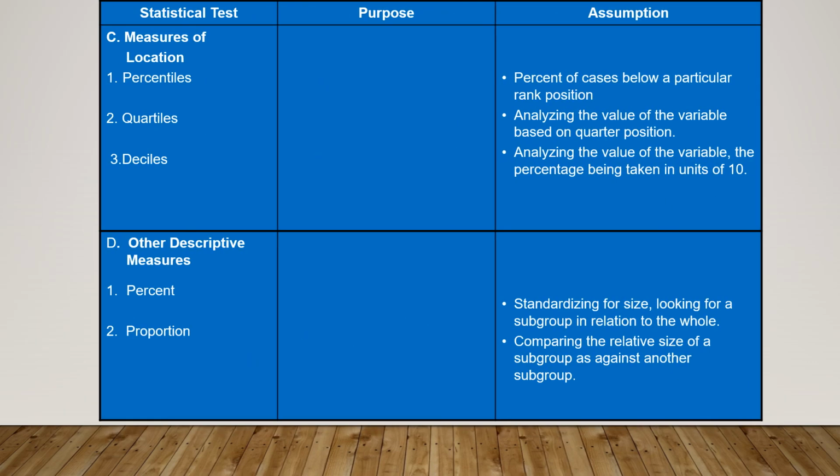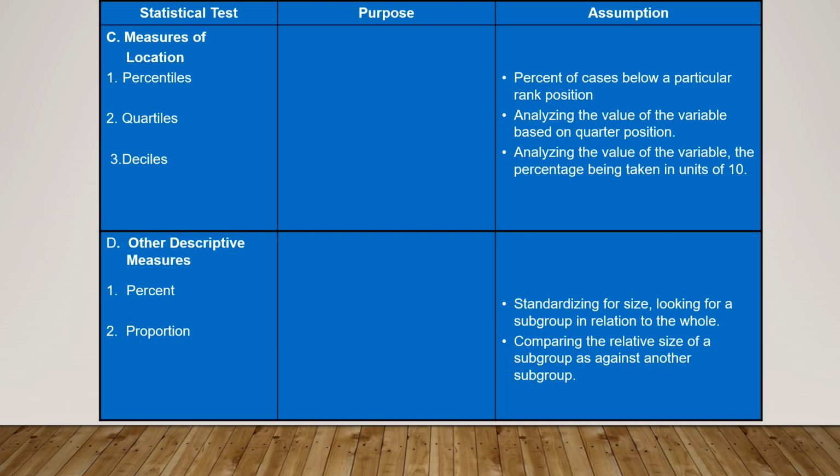The third statistical test is the measures of location. So these are the percentiles, quartiles, and the deciles. Now, the assumption for the measures of location: the percent of cases below a particular rank position, analyzing the value of the variable based on quarter position, analyzing the value of the variable, the percentage being taken in units of 10.